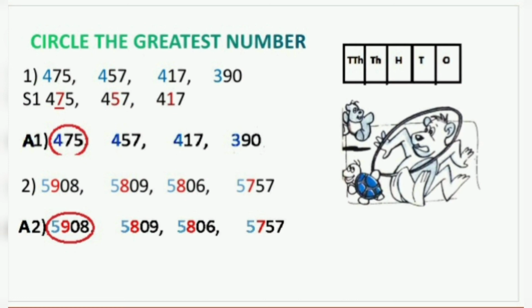So the number 5908 has 9 in its hundreds place, which is the greatest one out of the four numbers given. So you need to ring 5908.